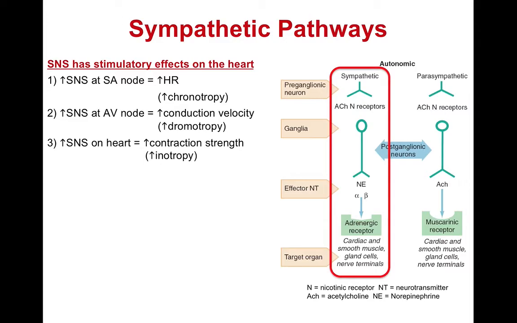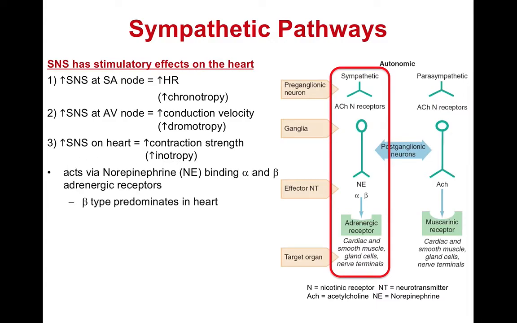Increased sympathetic nervous system activity on the heart will also cause increased contraction strength of the heart muscle itself. This is called increased inotropy. So the force of each heartbeat will be stronger with increased sympathetic nervous system signal. And as I mentioned, the sympathetic nervous system acts via norepinephrine binding to either alpha or beta adrenergic receptors. The beta adrenergic receptors are the main types found on the heart itself.